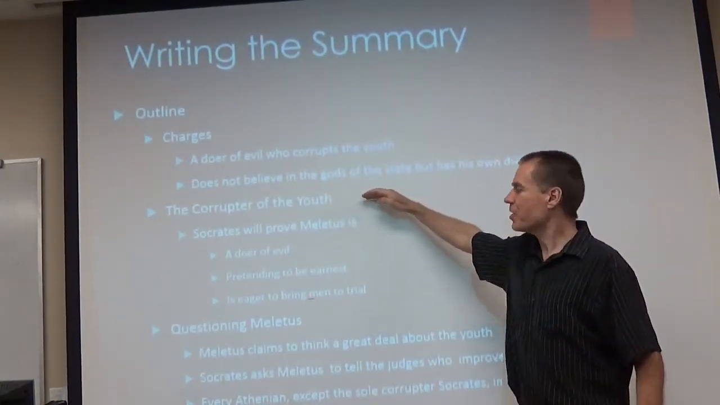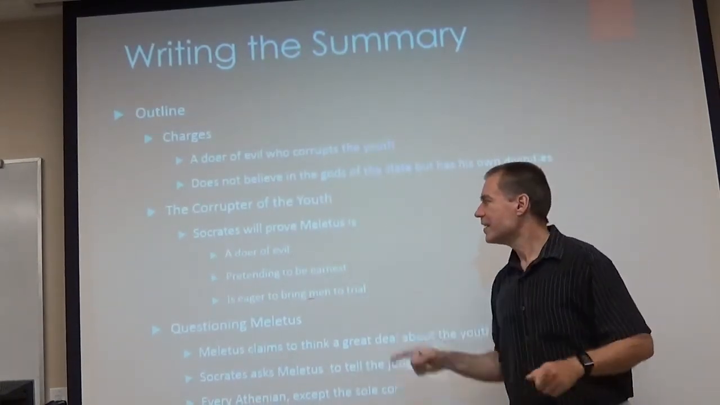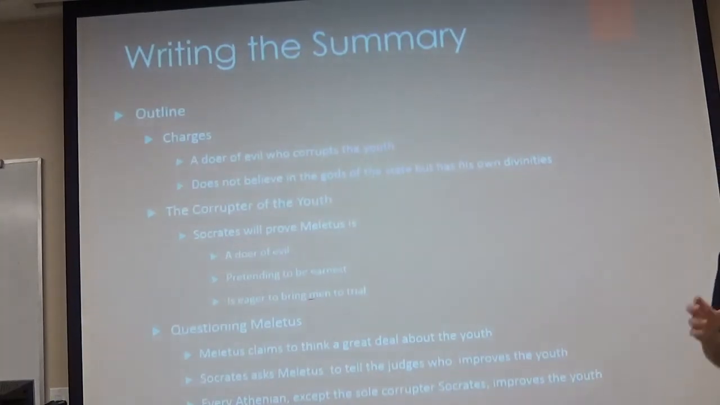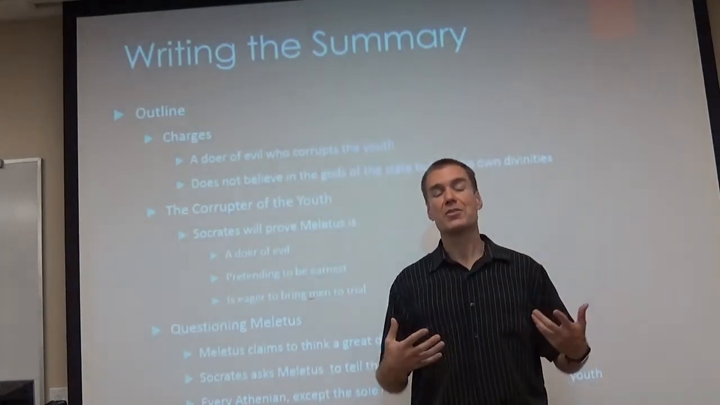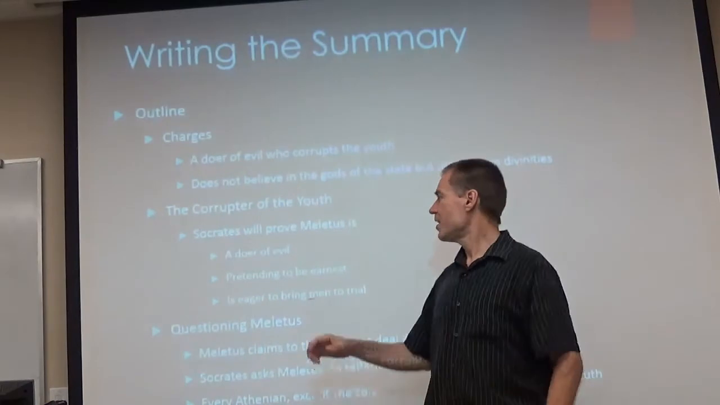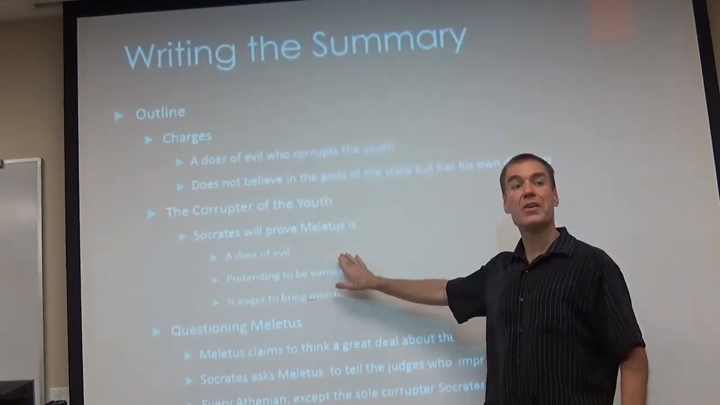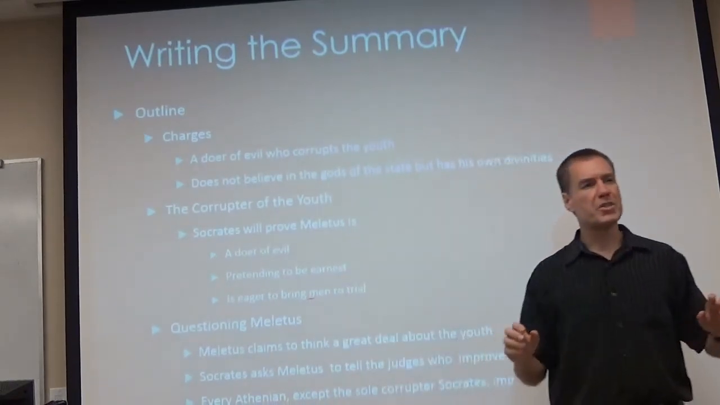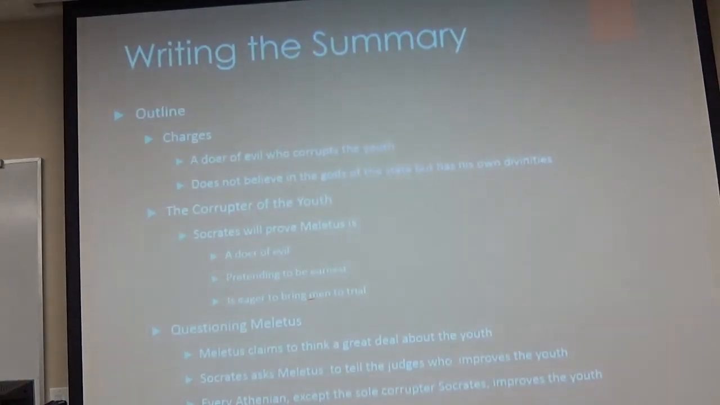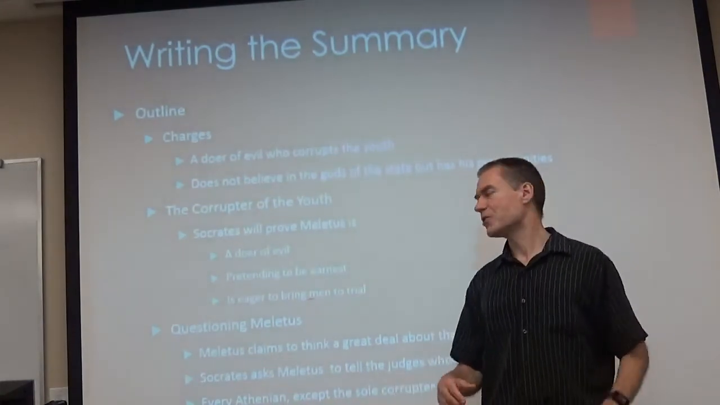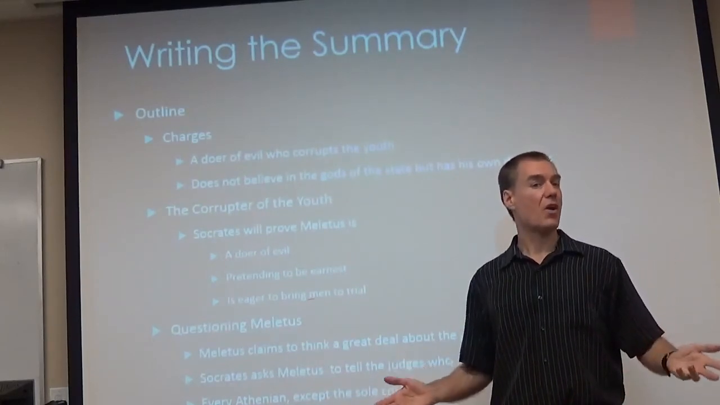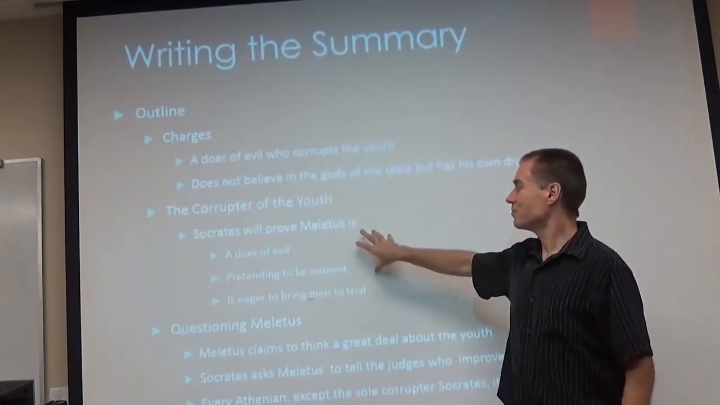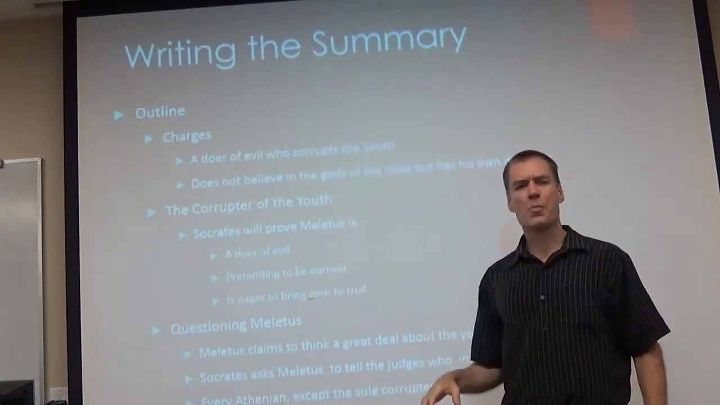So, what Socrates is going to do is this. After he presents the charges, he says he's going to essentially turn the tables on Meletus. He's going to show that it is not him, Socrates, who is bad, it is Meletus. He's going to try to prove that Meletus is a doer of evil, that Meletus is pretending to be earnest, pretending to care, but he doesn't really care about the youth, and he's going to try to expose Meletus's true motivation, which is not to protect the youth, but to bring men, specifically Socrates, to trial. So his mission objective is to turn the tables on Meletus and show Meletus is really the bad guy.